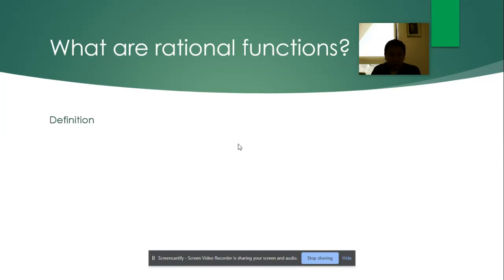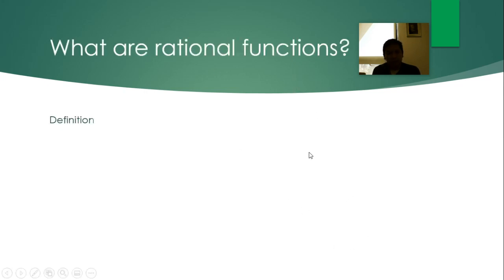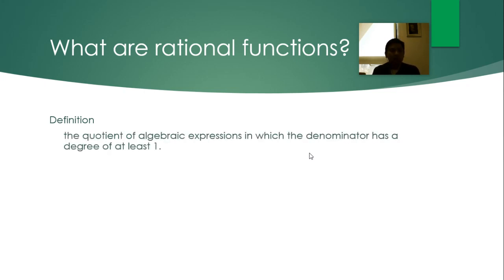Now, rational functions. So we've covered the definition of rational functions at the start. So how does it apply for rational ones? Of course, a rational function will happen if you have an algebraic expression which is written as a fraction. More importantly, that fraction should involve a denominator with a degree of at least 1.